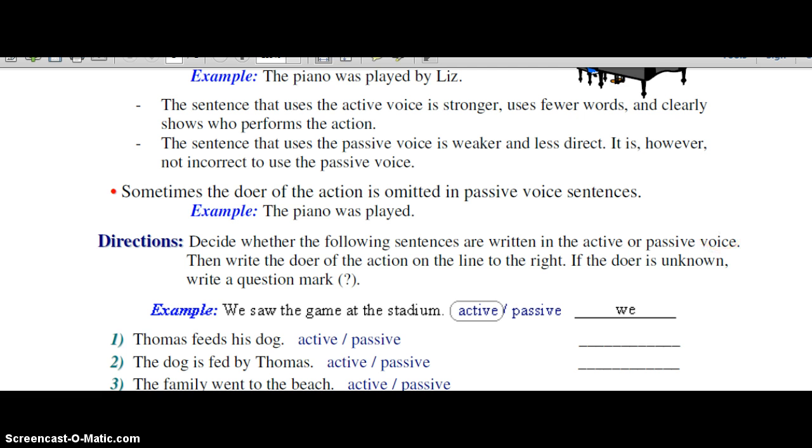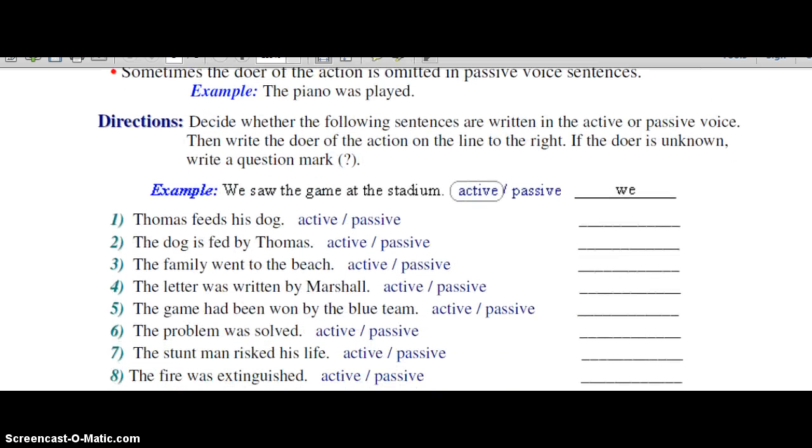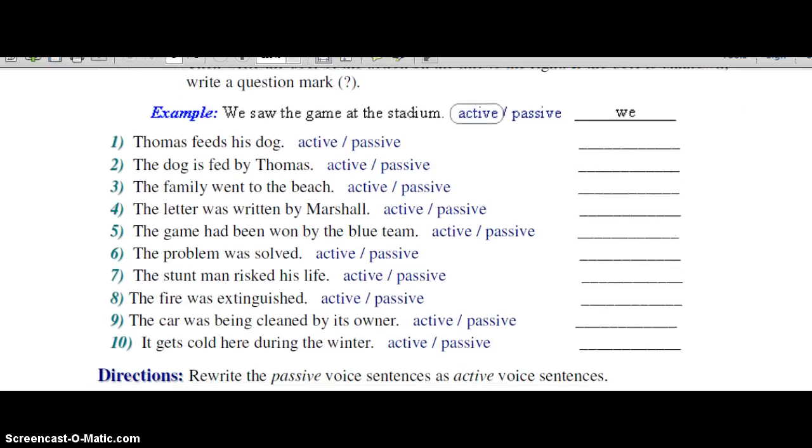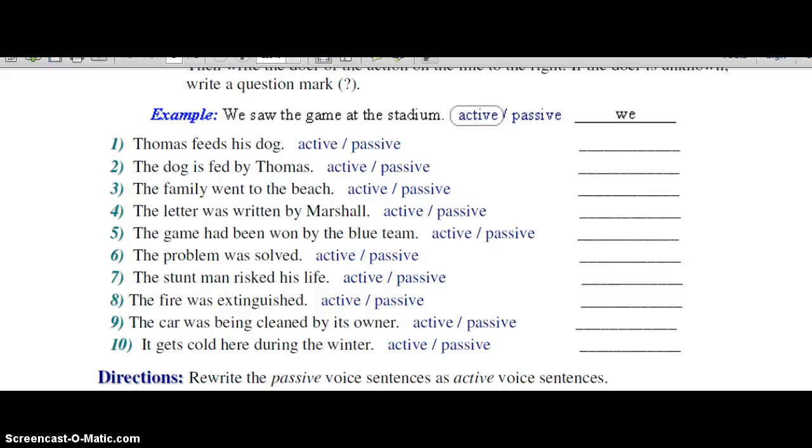So for these examples down here, we are going to figure out if it's active or passive, and then we are going to also identify the subject.